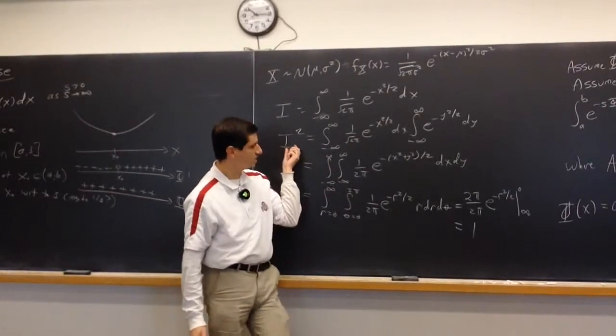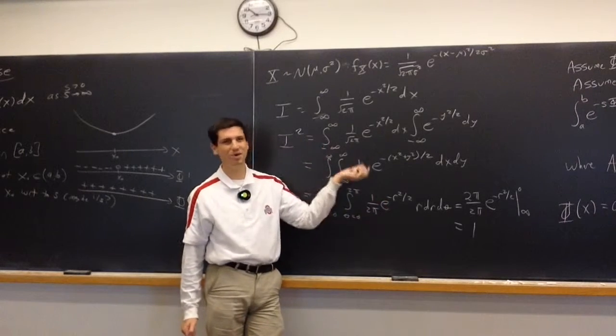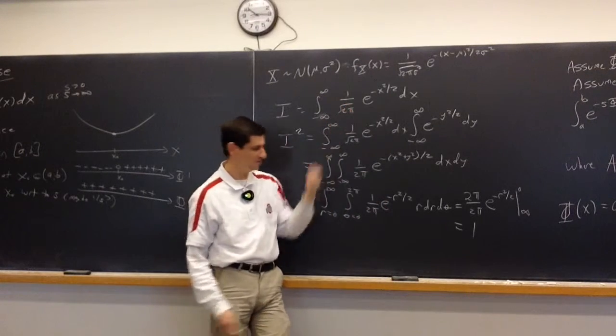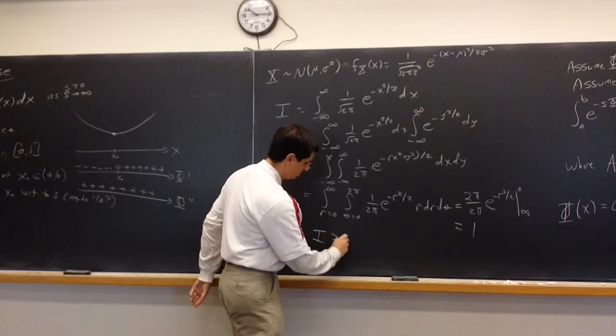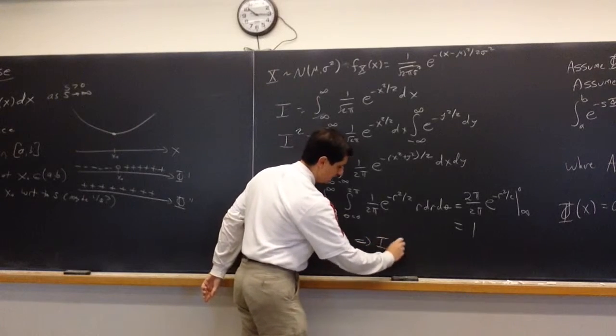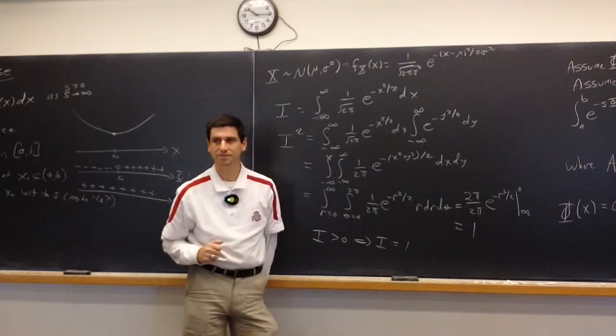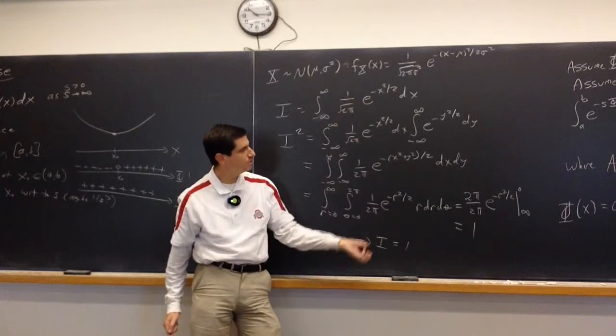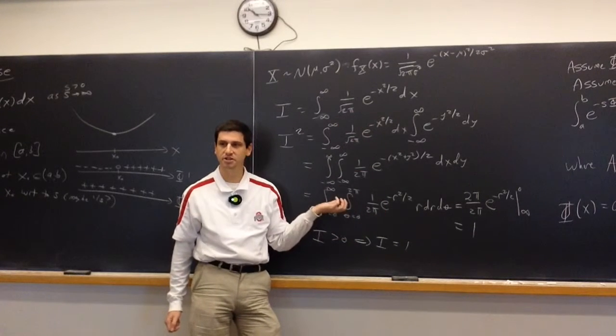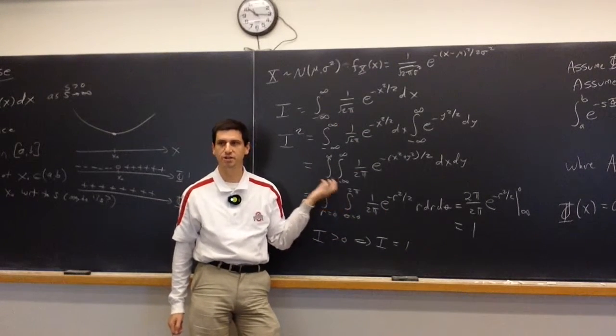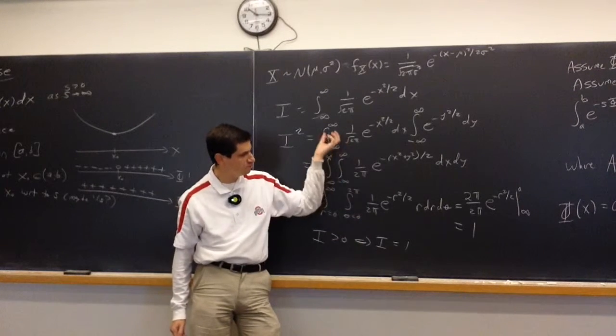So now we know that I squared equals 1, so I is plus or minus 1. We're integrating a non-negative function. So I greater than 0 implies I is 1. So this is the standard proof of the normalization constant of the standard normal. Okay. Any questions about this proof?